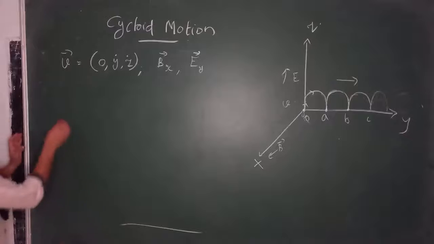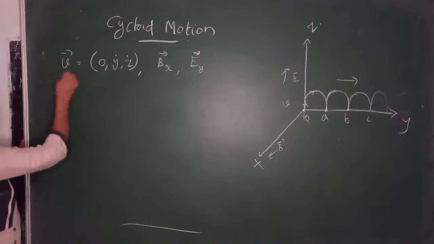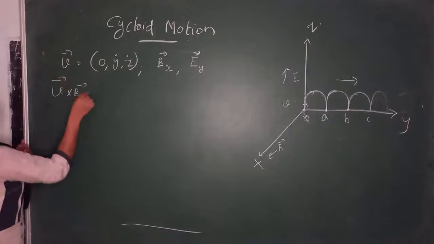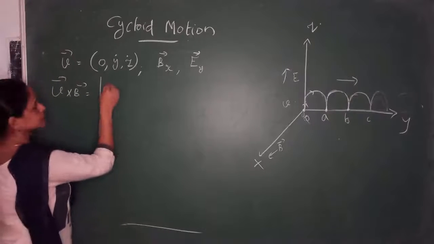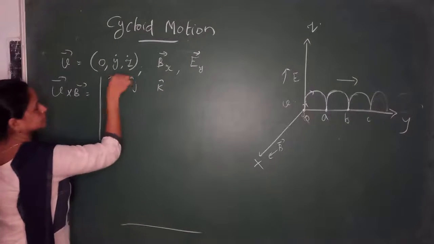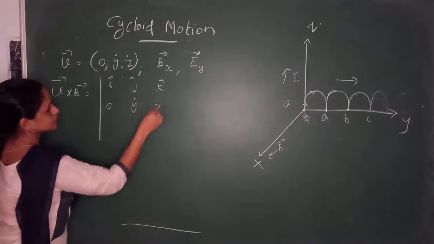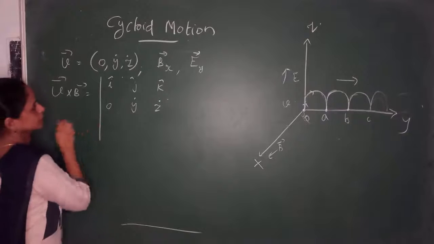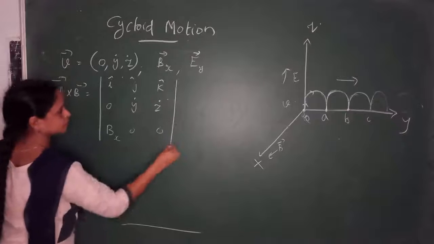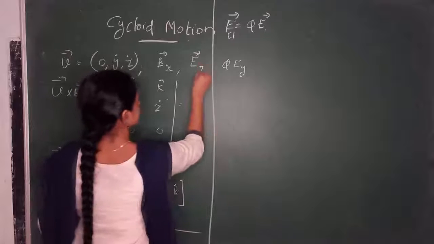So what is V cross B? For finding the Lorentz force, we have to calculate V cross B. For V cross B, we can take the determinant, that is i, j, k. Then what is V? V here is 0, y dot, z dot. Then what is B? B here is Bx, 0, 0. So B is in the x direction.